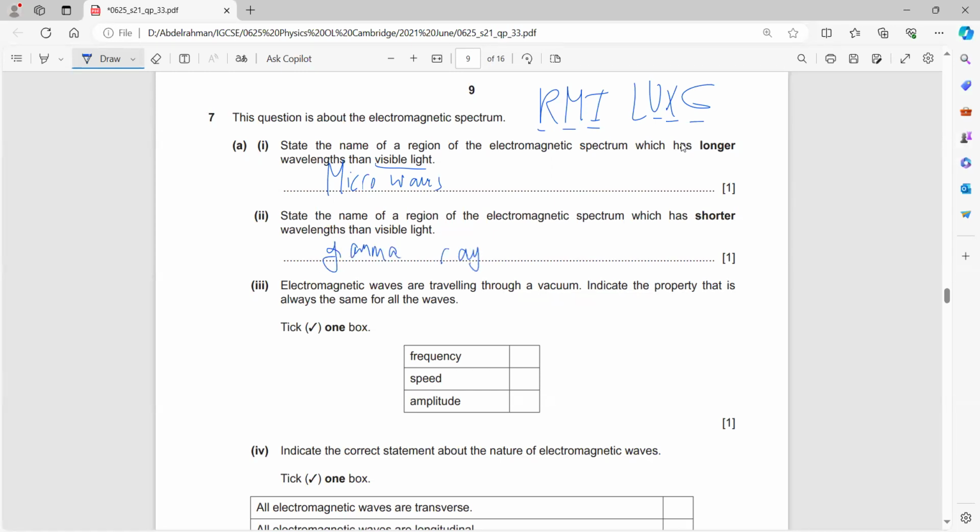Gamma rays. Okay, it's a very good practice to write them down as I've written them, just to write it down. R-M-I-L-U-X-G.